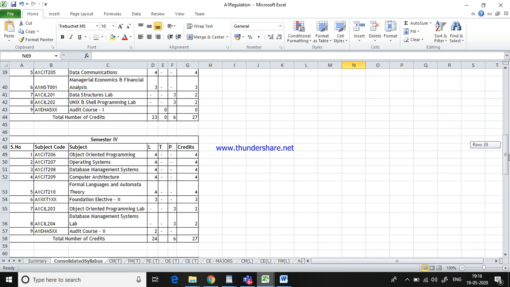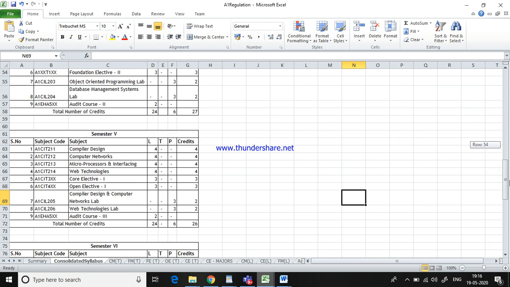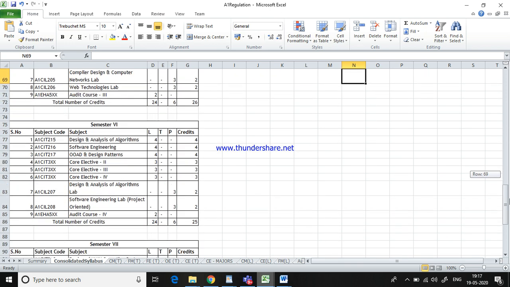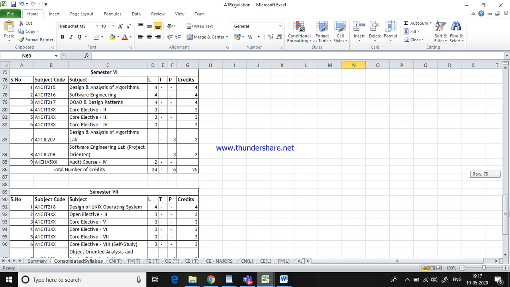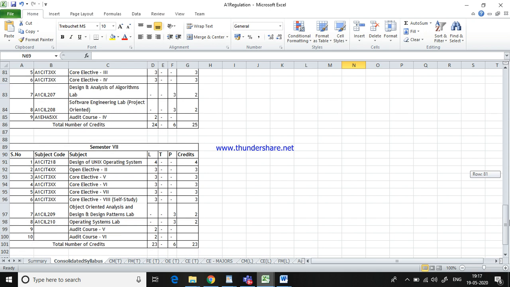So you are currently in 4th semester. When you come to your 5th semester, you have core electives and open electives starting from the 5th semester. So in your 5th semester, you have one core elective and one open elective. In your 6th semester, you have 3 core electives. In your 7th semester, you have 4 core electives, out of which one is self-study, and you have an open elective.